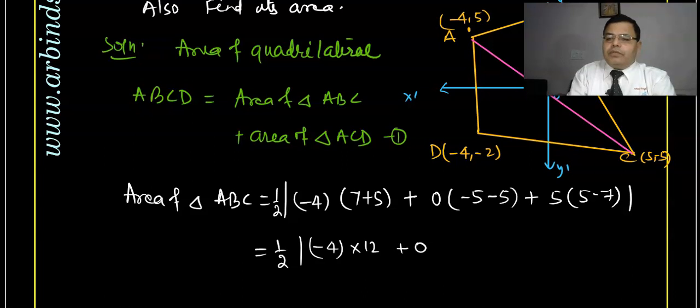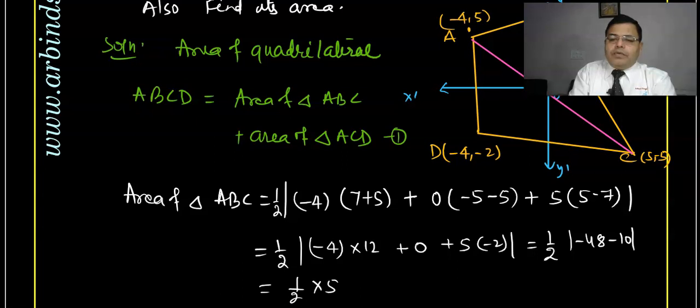plus 0, 0 multiplied by everything is 0, and 5 multiplied by minus 2. So that will be 1 by 2, this is minus 48 minus 10, minus 58, that is 58 by 2. Out of the modulus it will always be positive, so it is 1 by 2 into 58, that is 29 square units, right? So we can do that.